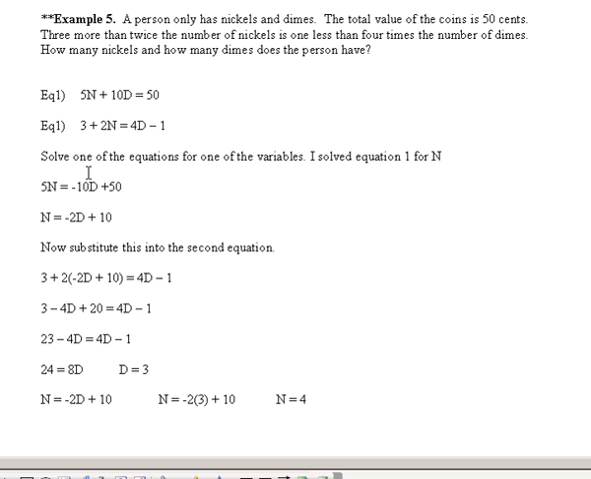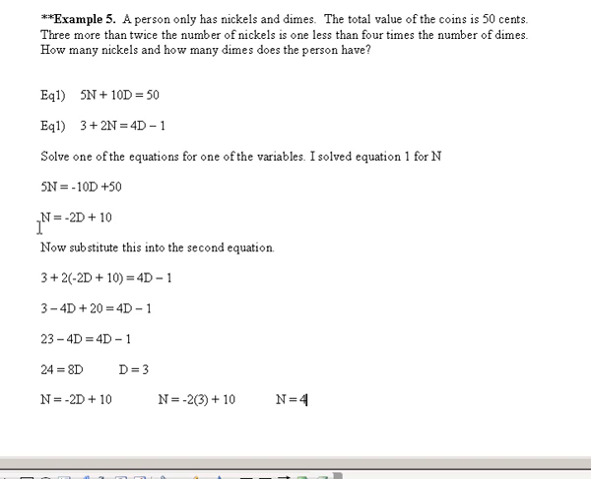Now, what we need to do here is solve one of these equations for one of the variables. I decided to go ahead and solve equation number 1 for n, but you could solve either equation for either variable, n or d. So solving the top equation for n, I subtracted the 10d from both sides, giving me 5n equals negative 10d plus 50. Then I divided through by 5 on both sides. That will get rid of the 5 here and just give me n. Negative 10d divided by 5 is negative 2d, and 50 divided by 5 is 10.